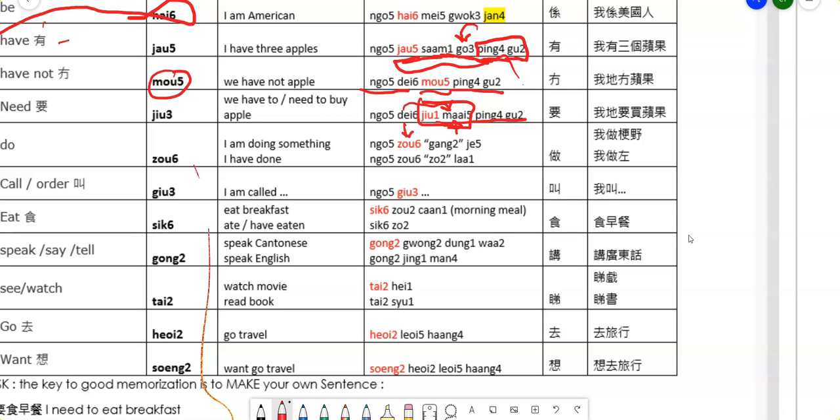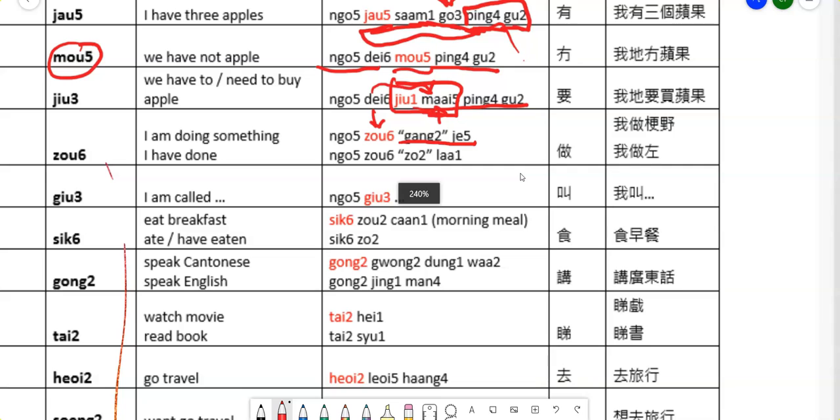Do, okay, to do. 做緊嘢. Okay, I'm doing something. 做緊嘢. All right. 我做咗啦. I have done it. 我做咗啦. So this is the completion. Completion. 做咗. 做緊 is doing. Okay, doing and done. All right.